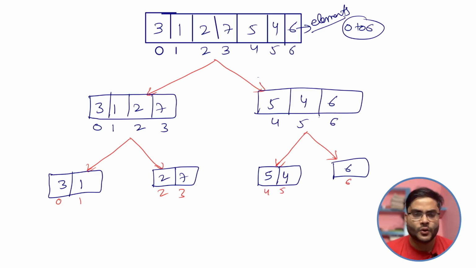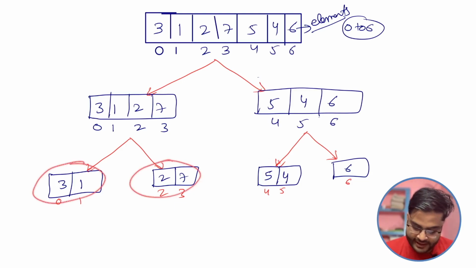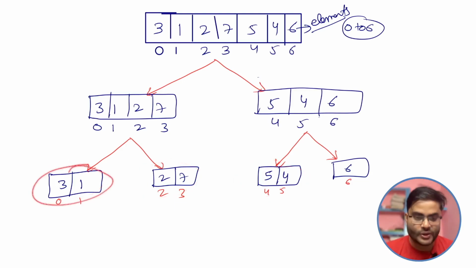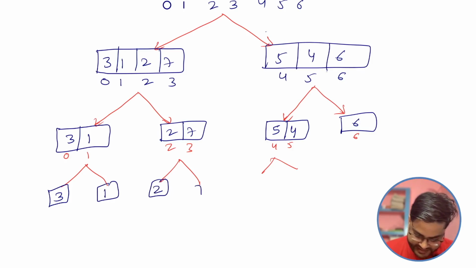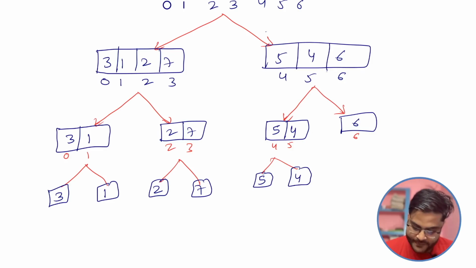Now these are also bigger, right? So let's divide it further. If I divide it, it will be 3, 1, 2, 7, and then 5, then 4. Do we need to divide it further? We already have one element here. How can we divide one element? No, we don't need to. So let's index it.